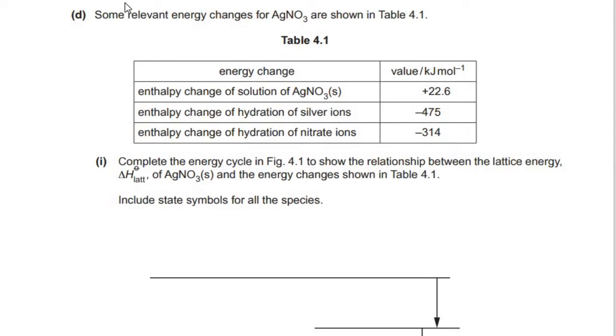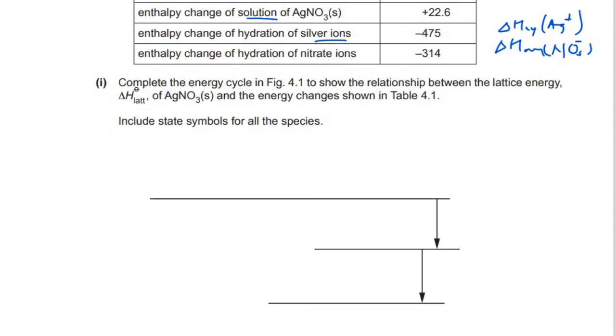Okay, here are some relevant data given for the changes of silver nitrate as shown in the table 4.1. Here is the enthalpy change of the solution of silver nitrate, that is positive 22.6. Enthalpy change of hydration of silver ions, that is delta H hydration of silver ions. Enthalpy change of hydration of nitrate ions is given. Complete the energy cycle of figure 4.1 to show the relationship between the lattice energy of AgNO3 and the energy changes shown in the table 4.1.